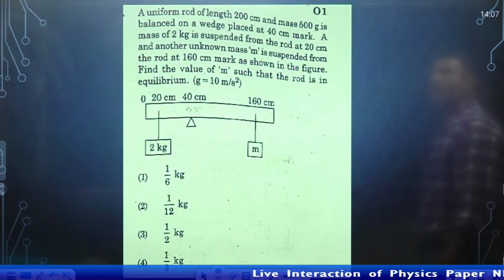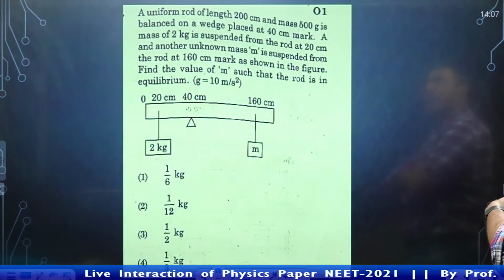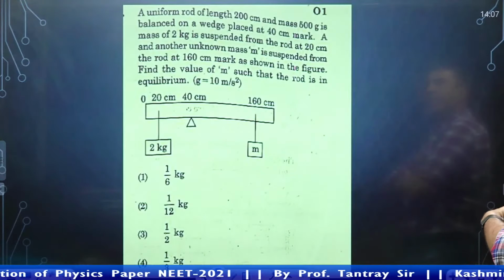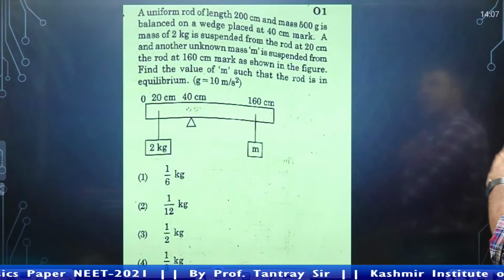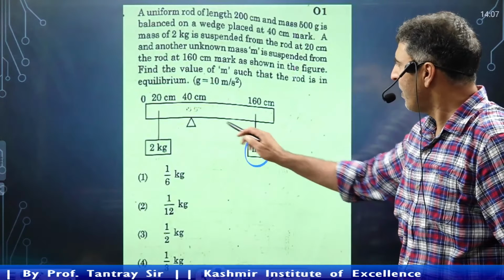A uniform rod of length 200 centimeters and mass half a kg is balanced on the wedge at the 40 centimeter mark. A mass M is suspended. Okay. Then you have 160 here. Then you have to find the value of M. You have to find the value of M for that to be balanced here.